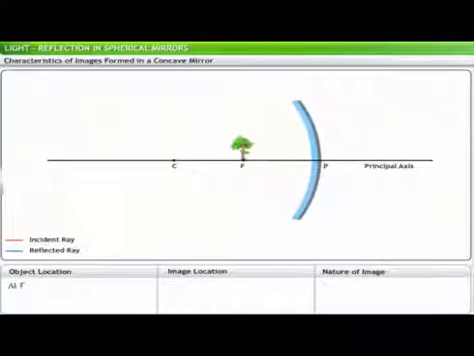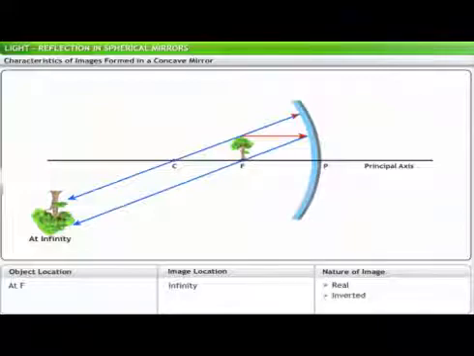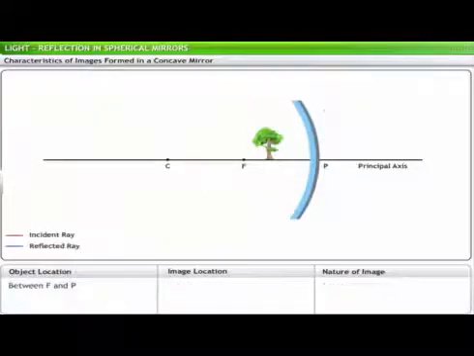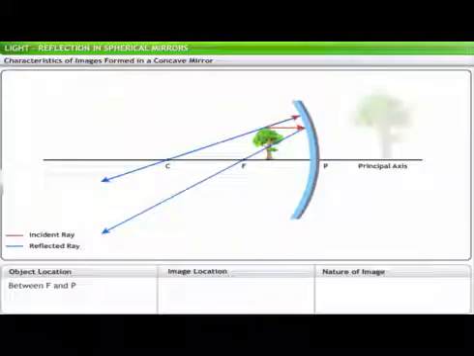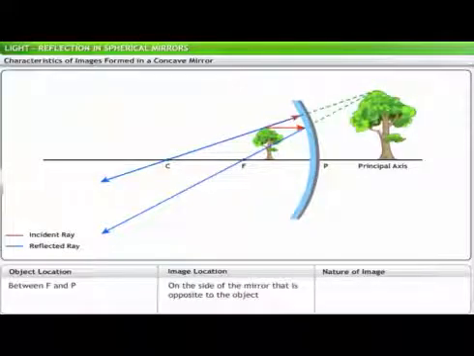When the object is placed at the principal focus F, the image is formed at infinity. This image is real, inverted, and highly magnified. When the object is placed between the principal focus F and the pole P, the image is formed on the side of the mirror that is opposite to the object. The nature of this image is virtual, erect, and magnified.